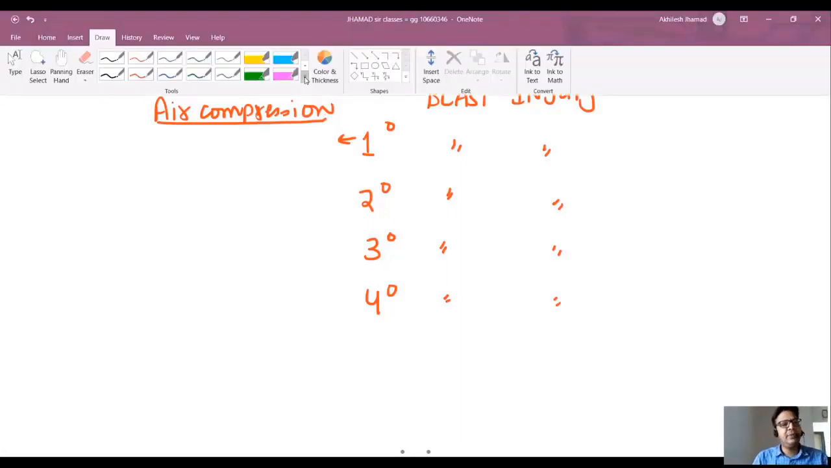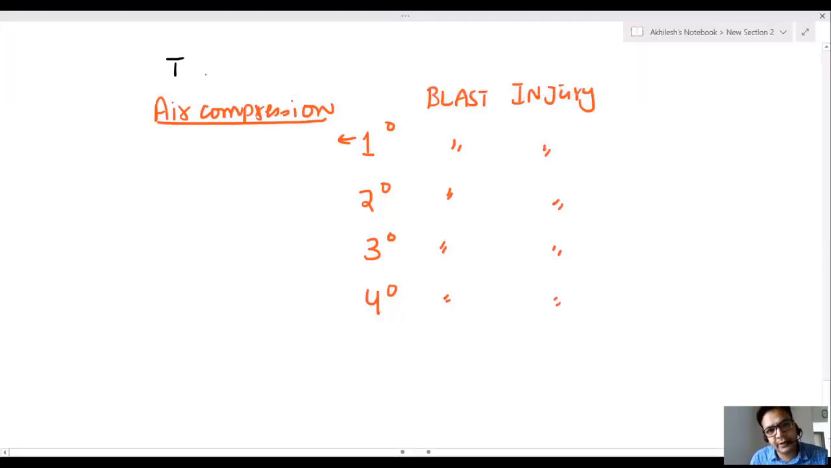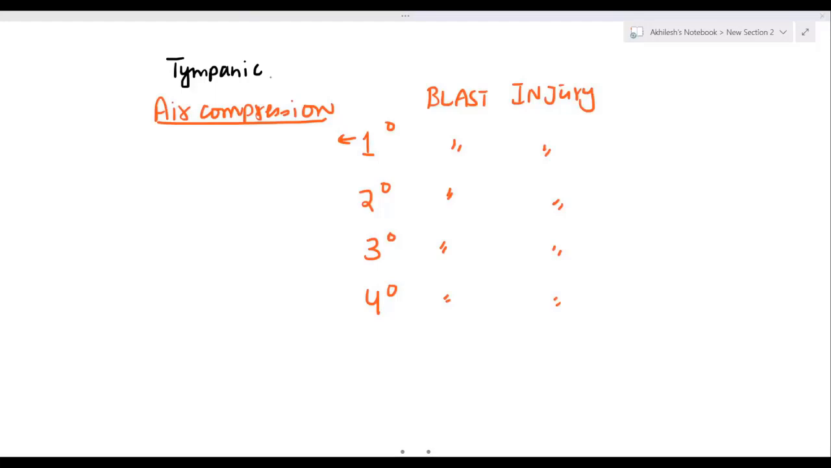So, those organs which are in contact with air, the first is tympanic membrane to be damaged. Second is lung. So these are two organ to be damaged. This is because of air compression leading primary blast injury.